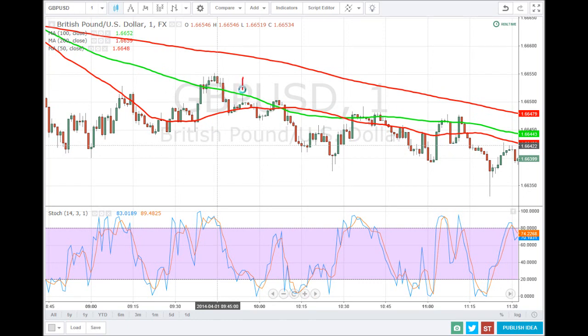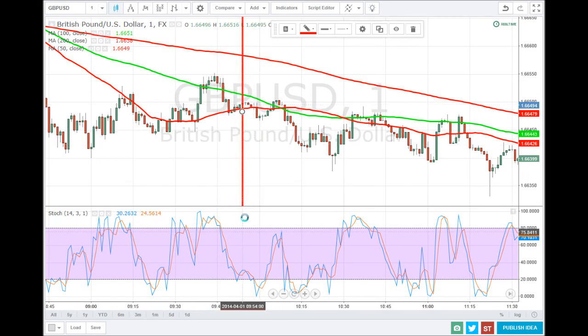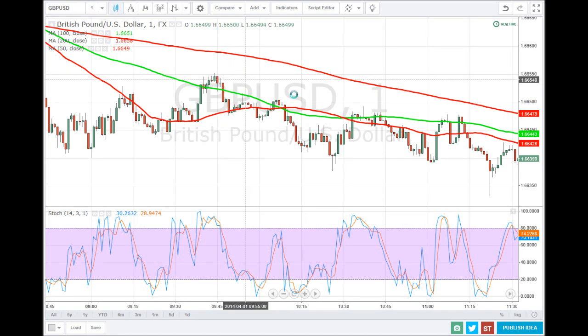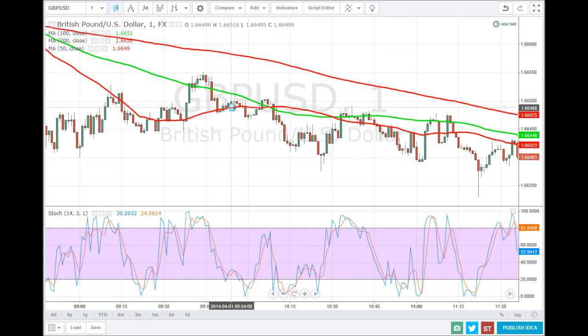We have a pin bar. That's our signal. We'll mark that with a vertical line. But you'll notice our stochastic doesn't agree. We're not showing overbought, so we wouldn't have taken that trade. And good thing we didn't, because we have a doji, so we may not have profited from that position.